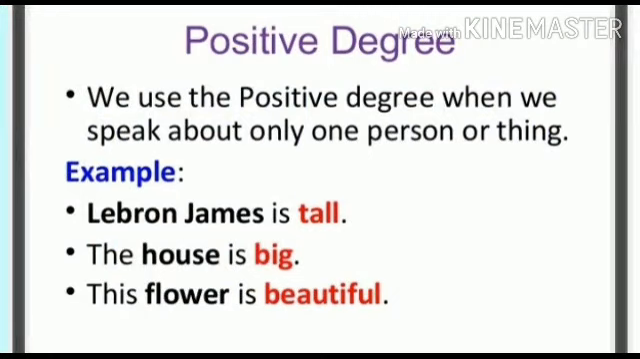For example, LeBron James is tall, the house is big, this flower is beautiful. The words tall, big, beautiful tell the quality of the nouns, so they are adjectives, and they are used in positive degree because we are not comparing one person or thing to the others.